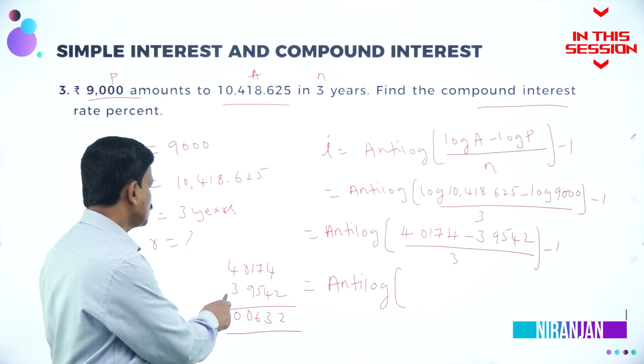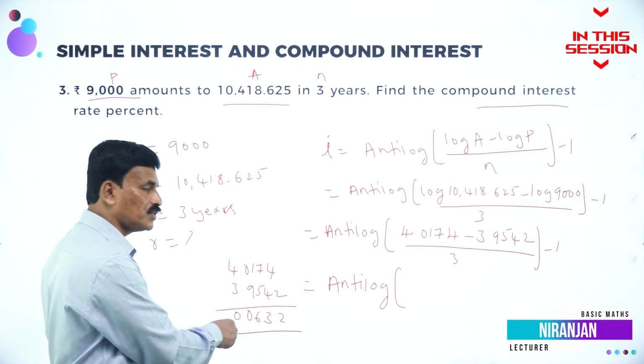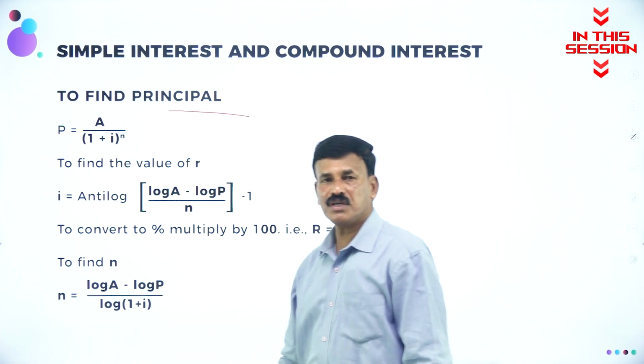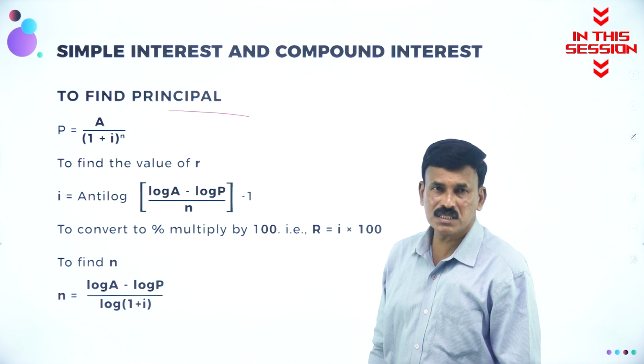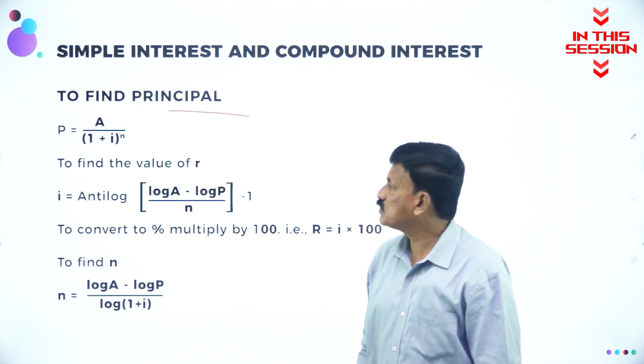If I subtract 3.9542 from 4.0174, I am going to get 0.0632. What is the formula we are going to use to find the principal? The principal is calculated using the formula amount divided by (1 plus I) to the power of N.